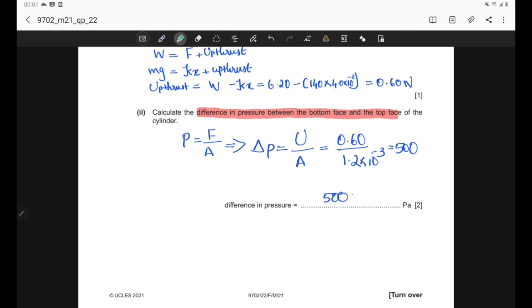Here 1 mark you will get for writing this equation, and the final 1 mark is for getting the answer correctly. Part 3. Calculate the density of the liquid. So here we can use the equation: change in pressure in a fluid is the product of density times g times change in height.